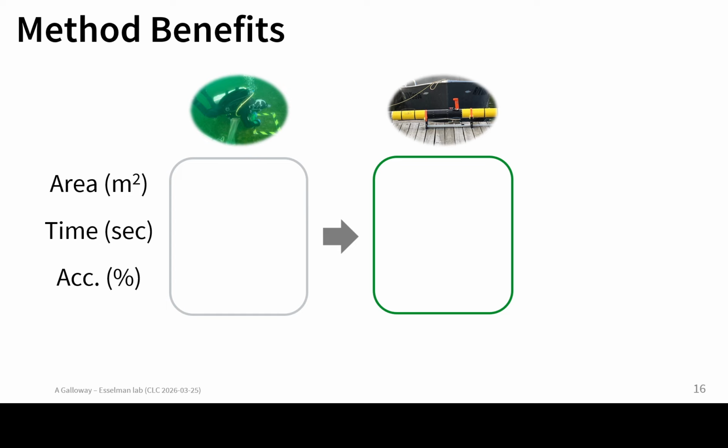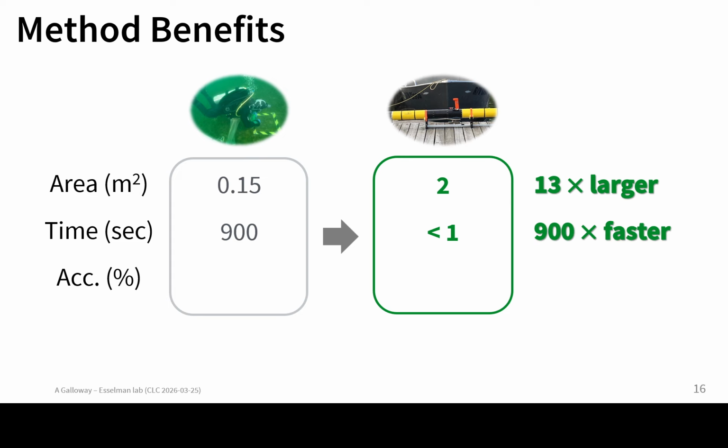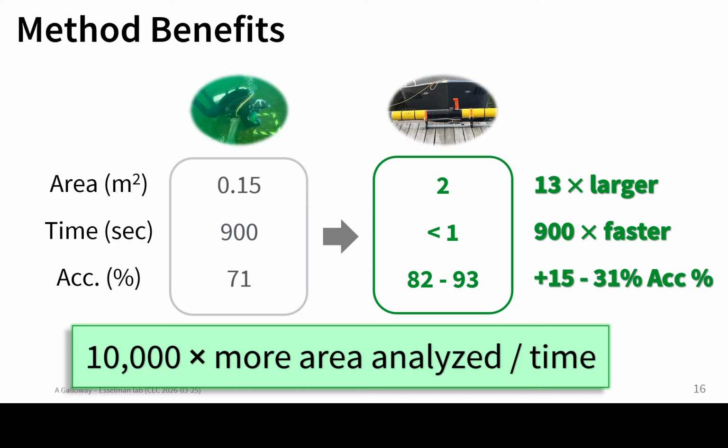So to recap the method's technical benefits, compared to our previous study in 2022 that was based on scuba diving, the area per sample is improved by over an order of magnitude. The time taken to analyze that data is reduced from 900 seconds, which I believe is about 15 minutes, to under a second. So that's a 3 to 4 order of magnitude reduction. And then finally, our accuracy is also increased from around the 71% range to a 90% level. So the takeaway is we can analyze 4 orders of magnitude more data in the same unit of time effort.